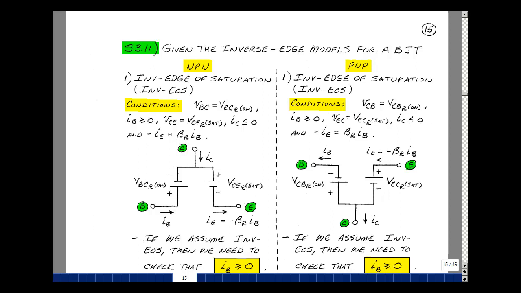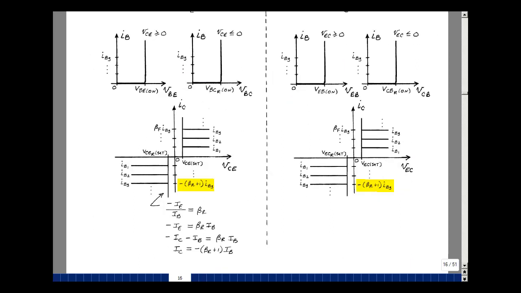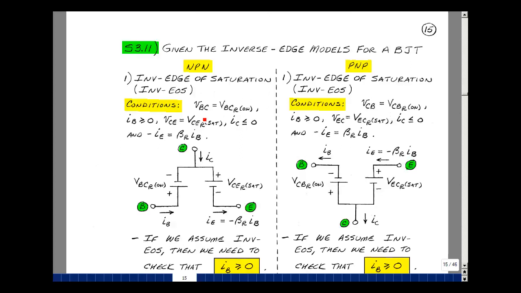Let's take a look back at Chapter 3, page 16, and see if we have the same condition. Right here, if we were to operate right at this point, we would be at the boundary of the active region and the saturation region. They both were with base currents greater than or equal to 0 and a turn-on voltage between the base and the collector. Can we model this condition? The base collector equal to base collector turn-on voltage. The base current was greater than or equal to 0. The collector current was less than or equal to 0.